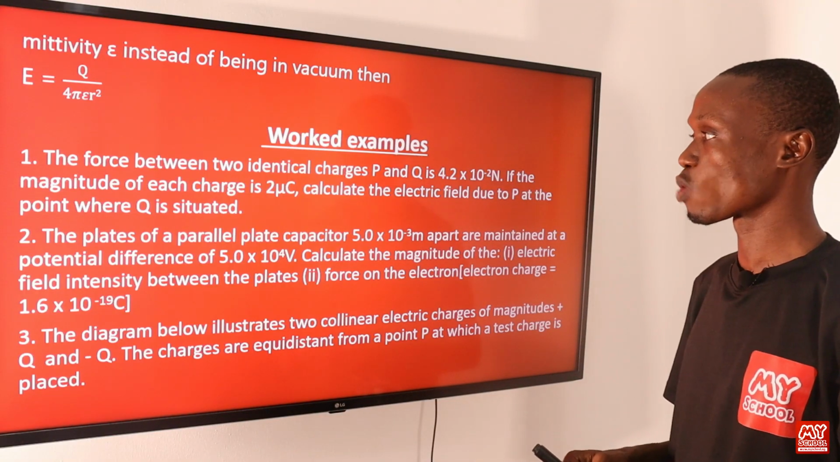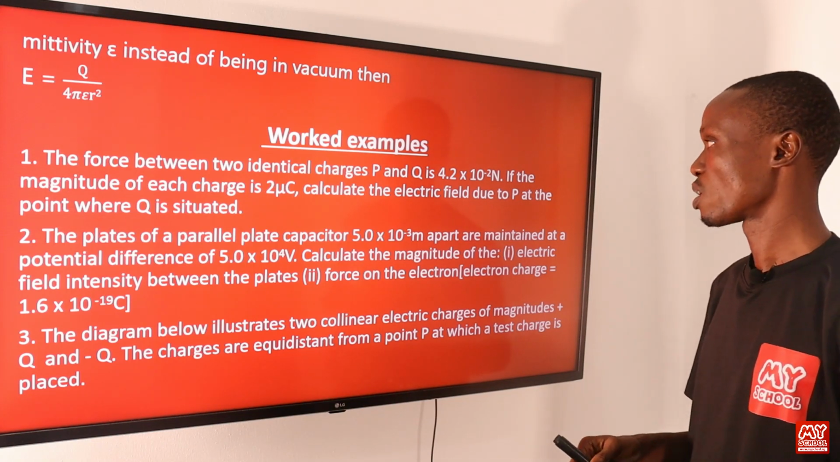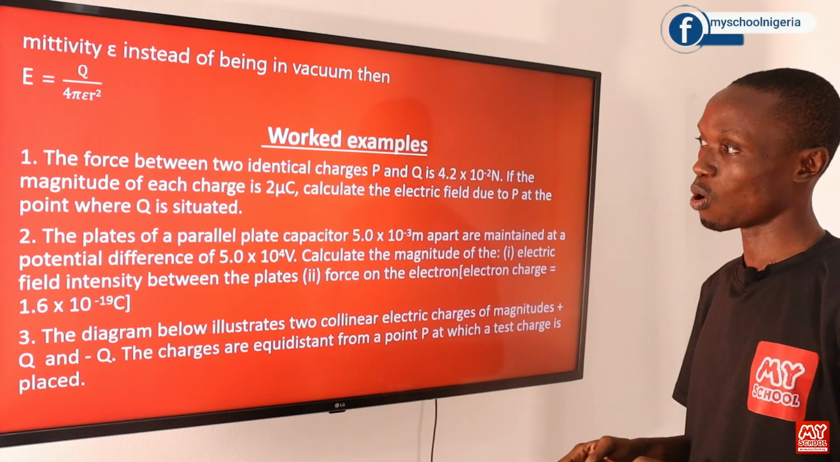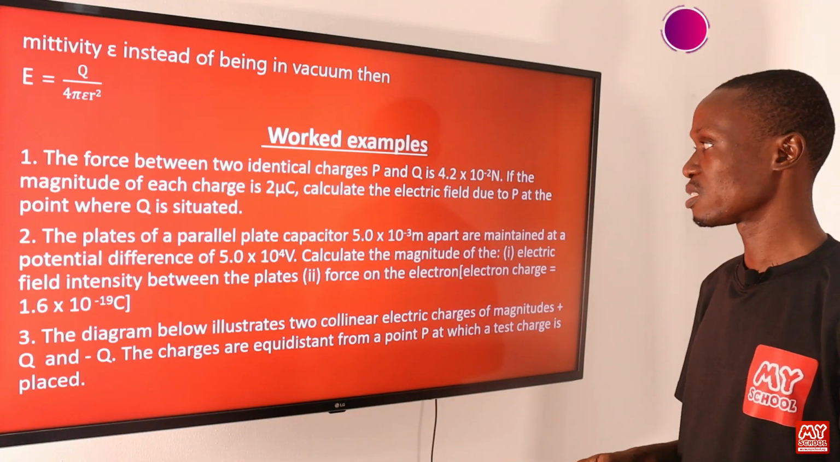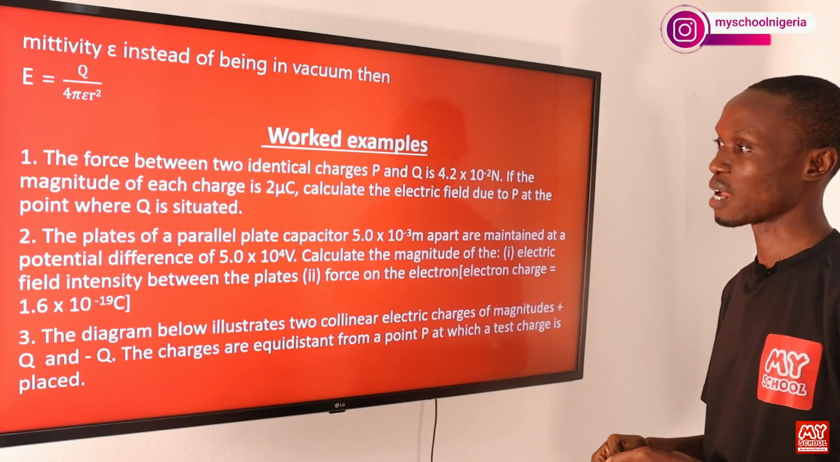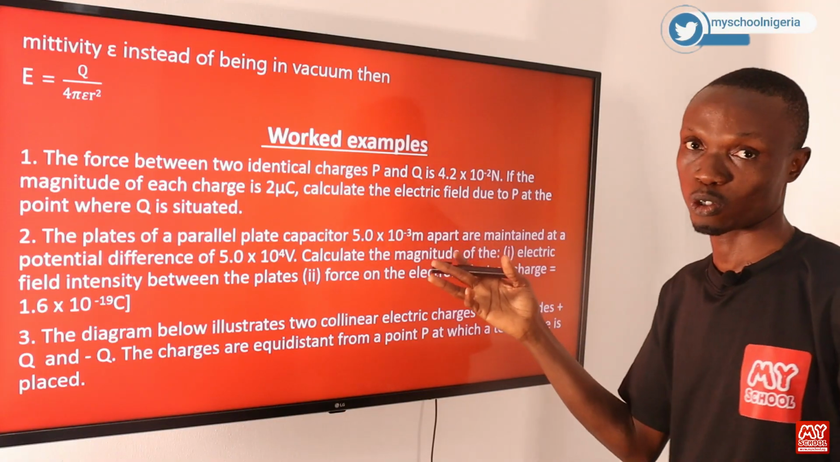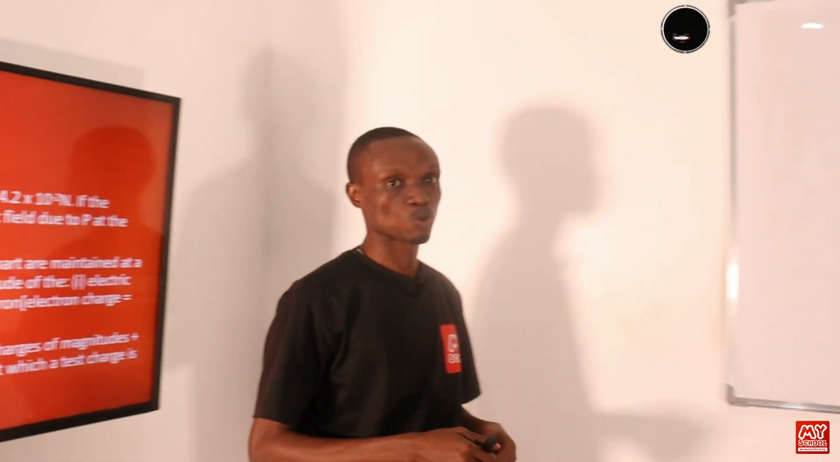The force between two identical charges P and Q is 4.2 times 10 raised to power minus 2 Newton. If the magnitude of each charge is 2 microcoulomb, calculate the electric field due to P at the point where Q is situated. So in order for us to solve this question, we are going to move over to the board to do that.